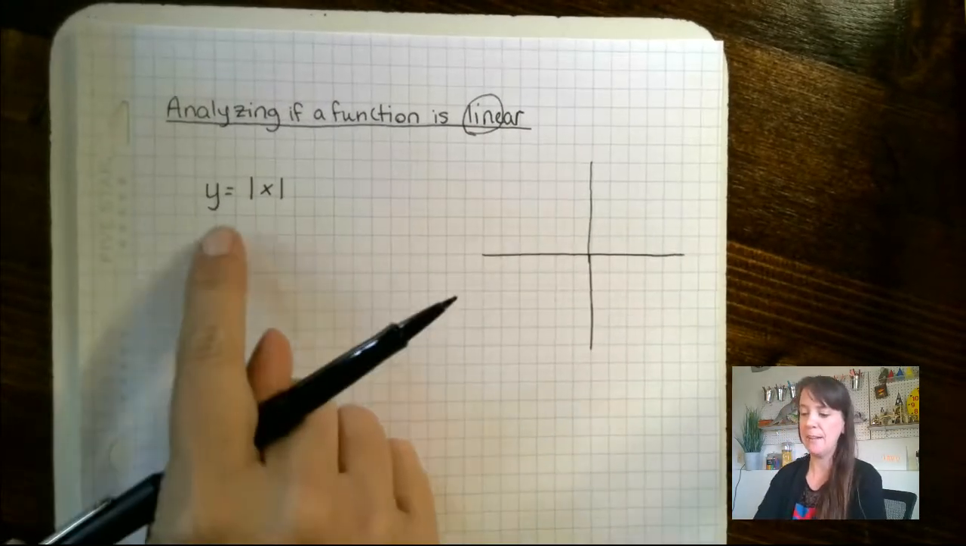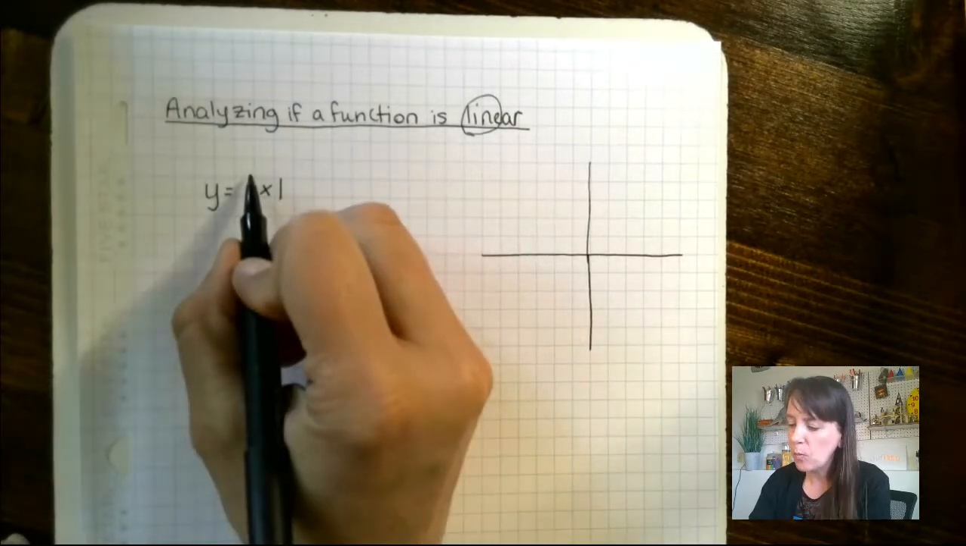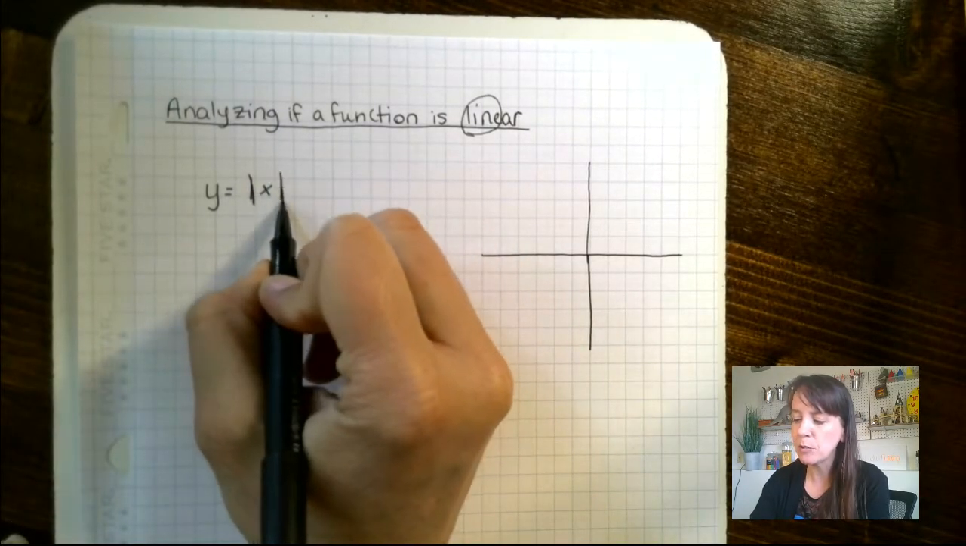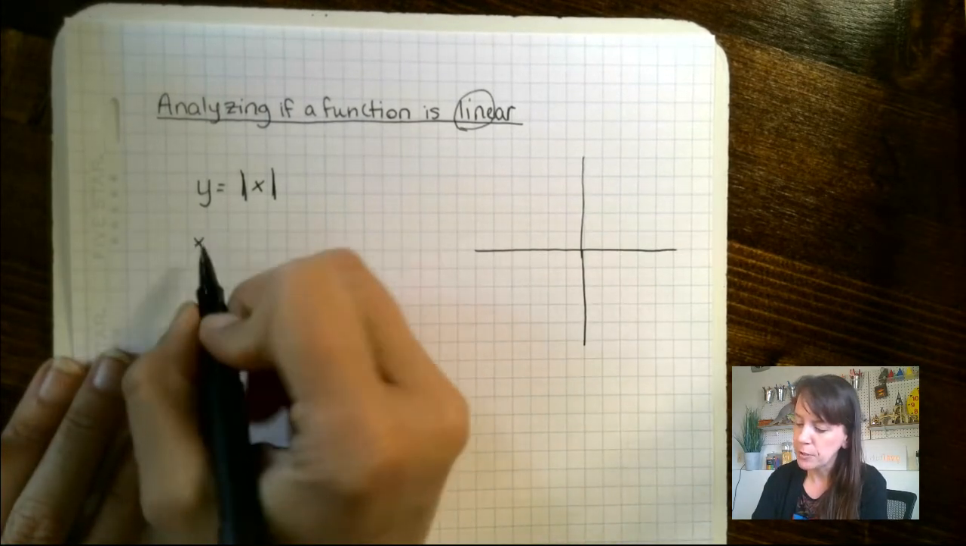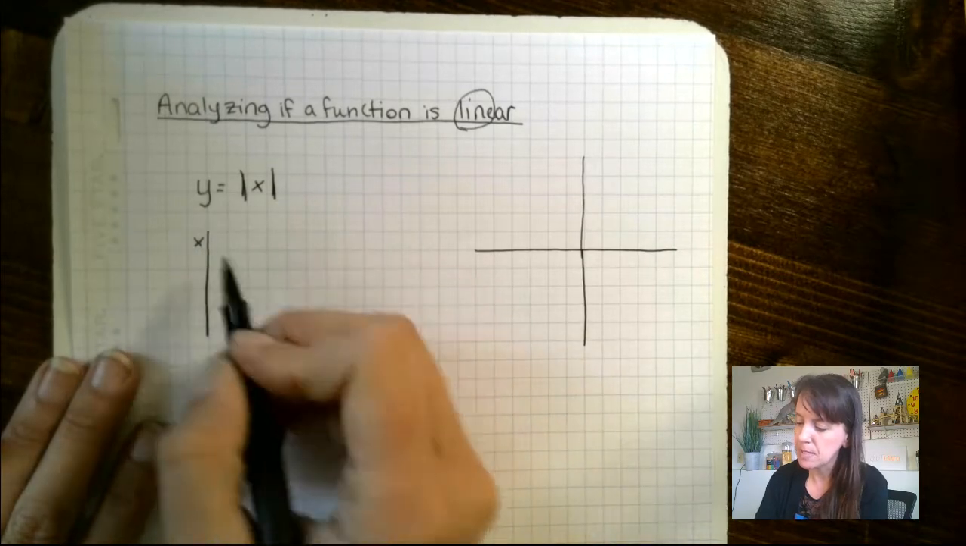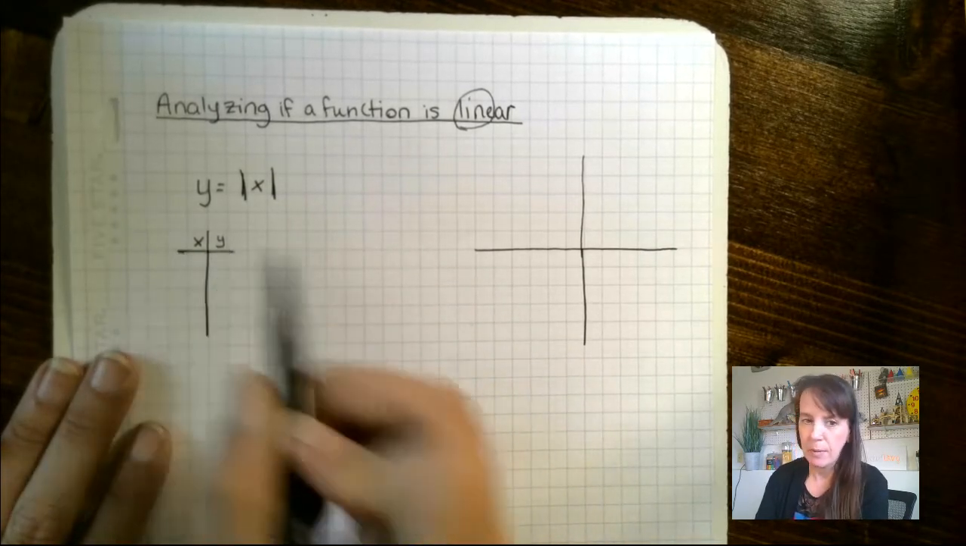Let's start first by having this equation. And this equation right here says y equals the absolute value of x. Remember, the absolute value is how far away something is from 0. So what we're going to do first is make an xy chart here. Mine's going to be a little sloppy here. That way I can make sure you guys can see it.